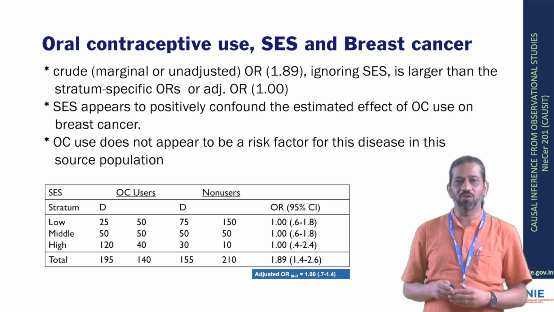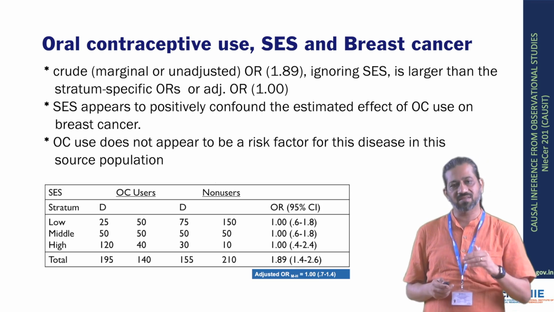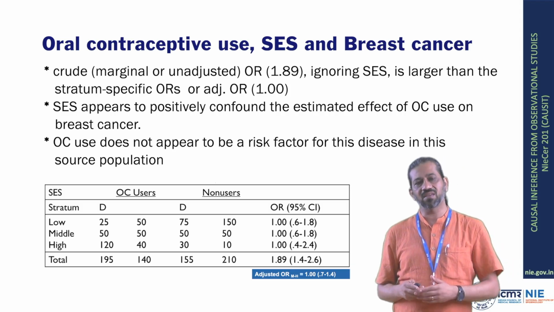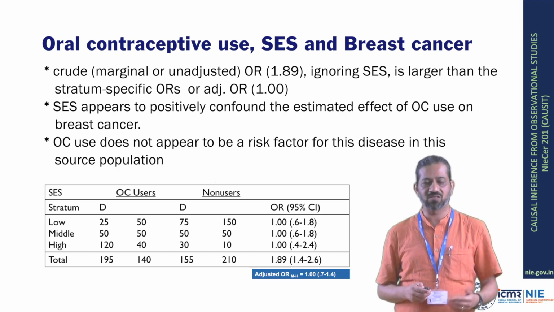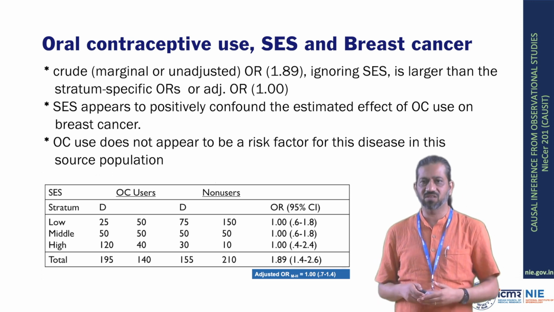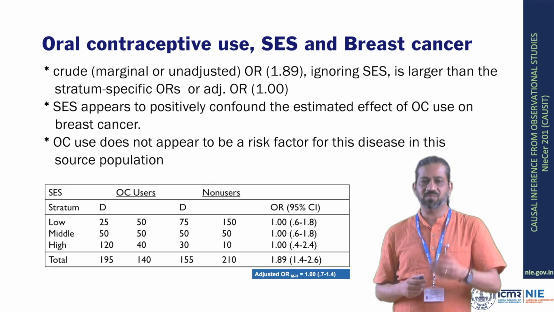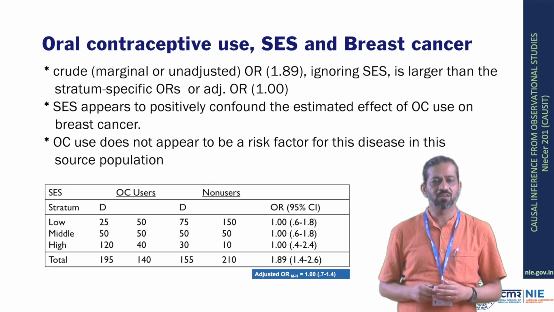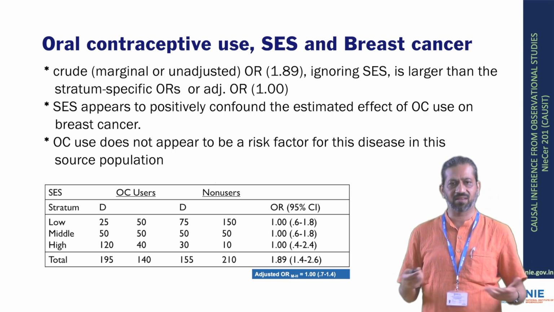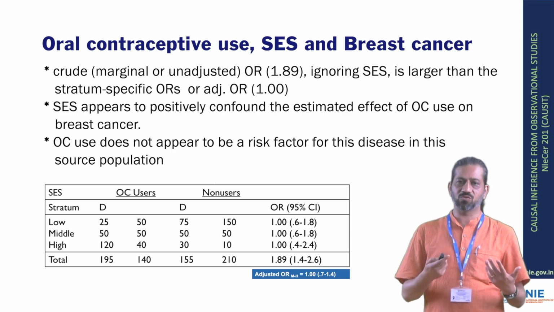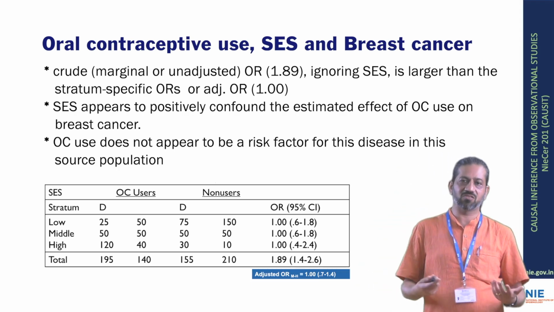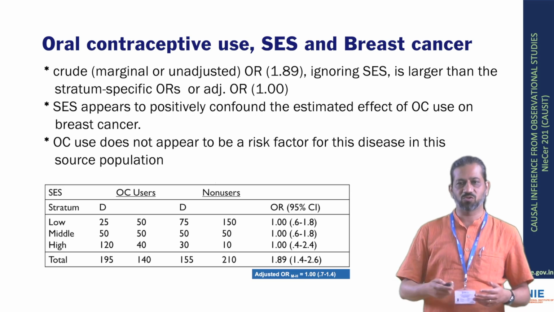So for the stratum of low socioeconomic status, middle socioeconomic status, and high socioeconomic status, separately an odds ratio was calculated. And here, as you can see, the odds ratio for each one of these strata is 1. So you can see that the stratum-specific odds ratios are similar to each other. They're all 1. And further, the stratum-specific odds ratios are different from the crude odds ratio of 1.89. The next step would be to calculate what is known as the adjusted odds ratio. The adjusted odds ratio, the Mantel-Haenszel odds ratio, was calculated, and that also came out to be 1.